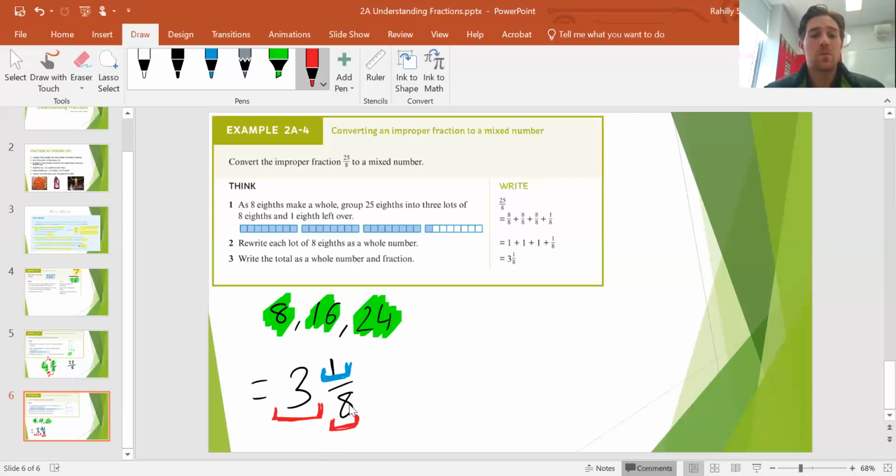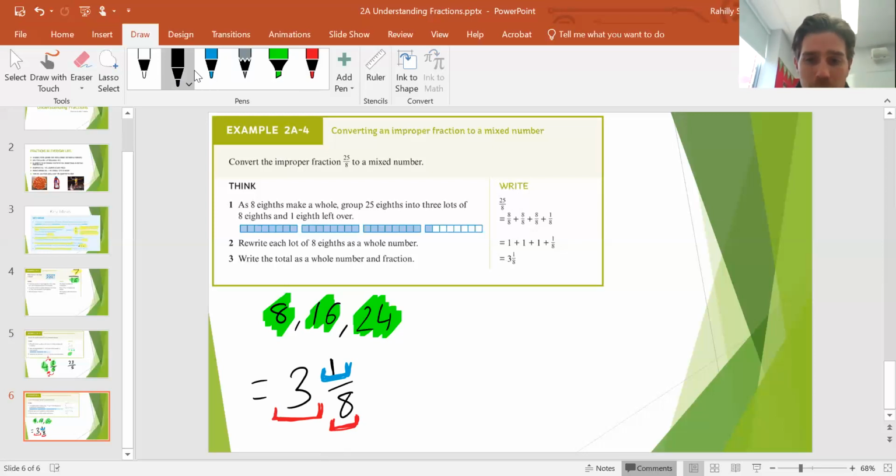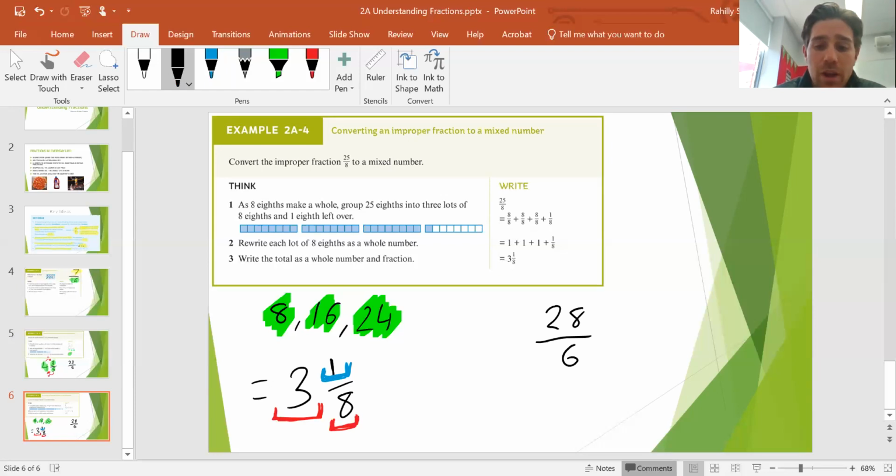Okay, so that's one example. I'll do another example as well. If we have 28 over 6, what we need to do is work out how many whole groups of 6 are in 28. So let's count up by our 6s: 6, 12, 18, 24. If I go another 6, it's going to get me to 30, and that's over 28, so I cannot do that.